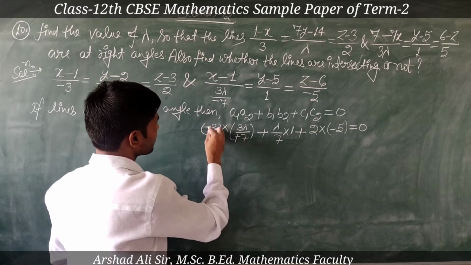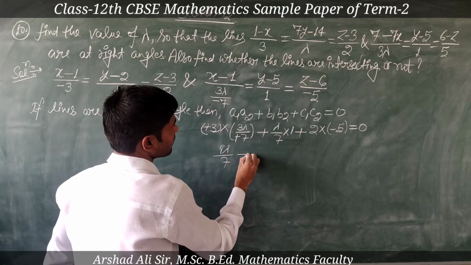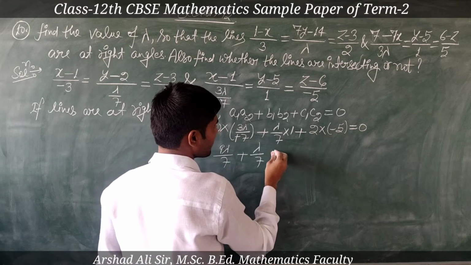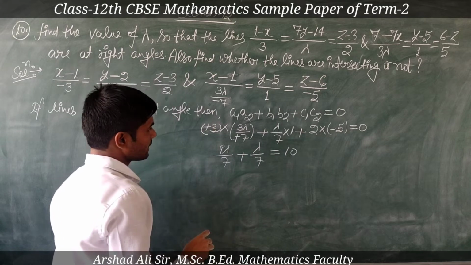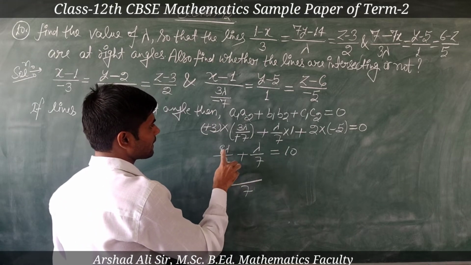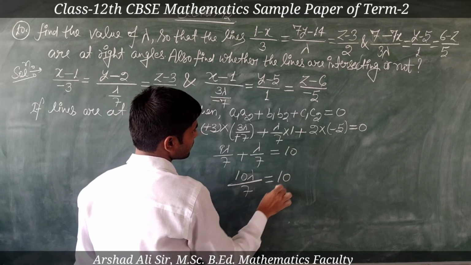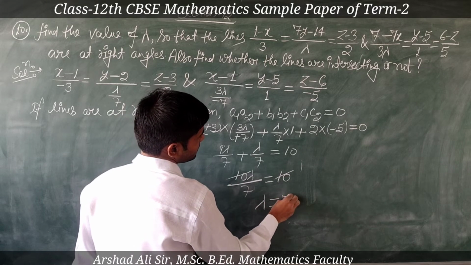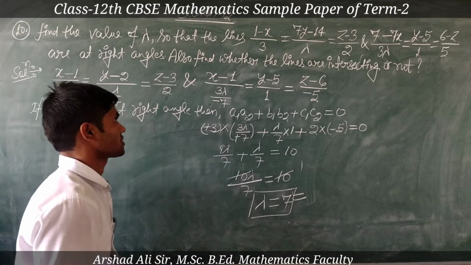Here negative negative cancel, 3 times 3 is 9 lambda upon 7 plus lambda upon 7, 2 times 5 is 10, or we can write positive 10 on the right side. Here 7 is the LCM, 9 lambda plus lambda will be 10 lambda is equal to 10. So 10 and 10 cancel one time, so we can write lambda is equal to 7. It is the answer of the first part of this question.